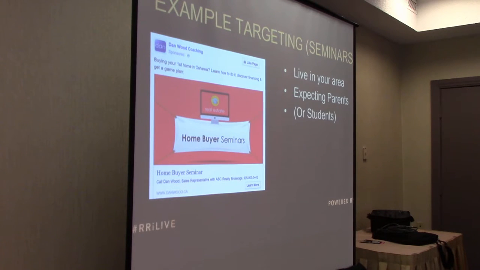Another example of us doing that was the students. We targeted anybody who liked Durham College or the University of Ontario. So if you liked that page, you would see our ad. Then we excluded everybody who was in Oshawa, because they already live in the city. They're in their parents' basement. They don't need a rental or anything.